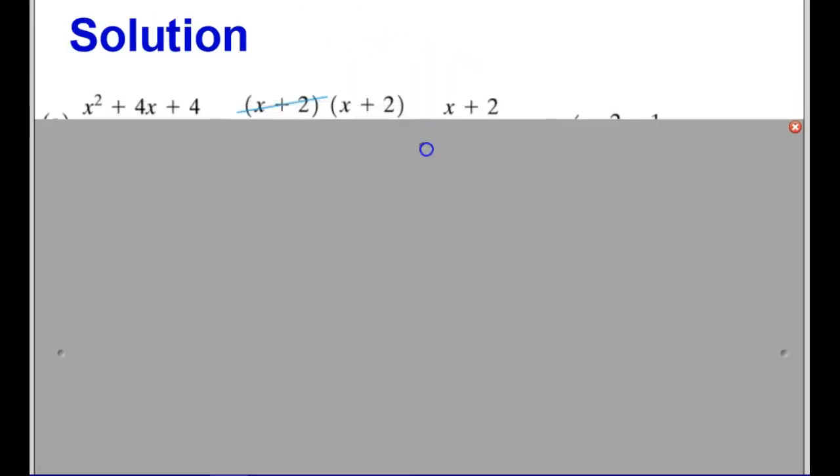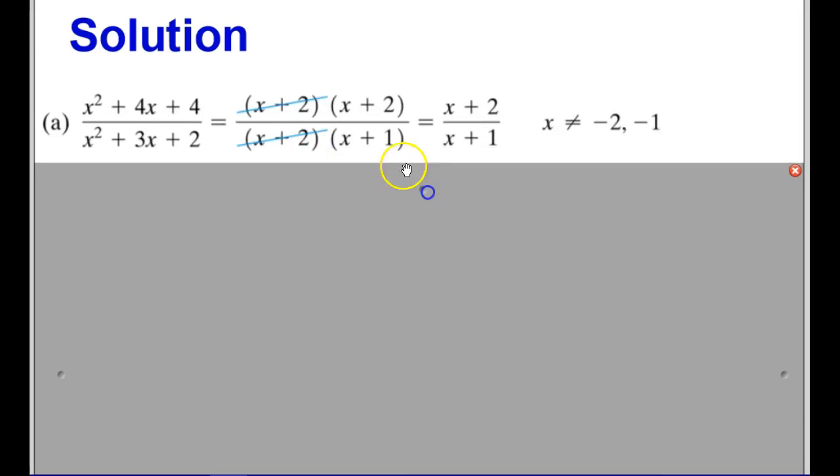So here's my solution, right? I started with x squared plus 4x plus 4 in the numerator. First I factor that, and I can factor using any of the ways I know how to factor. So that becomes x plus 2 times x plus 2. I also have to factor my denominator, x squared plus 3x plus 2. I can factor that into x plus 2 and x plus 1. If you need some reminders on factoring, please come and see me and we'll talk through that.